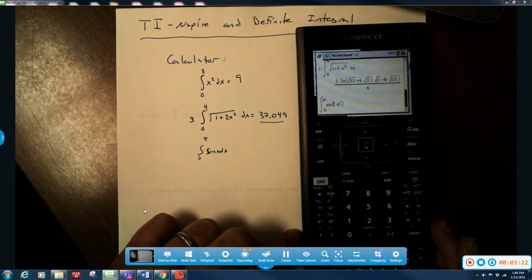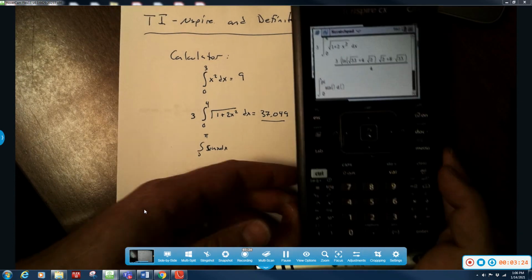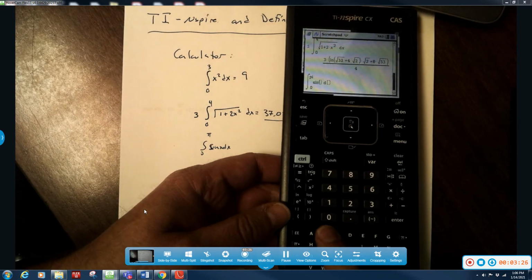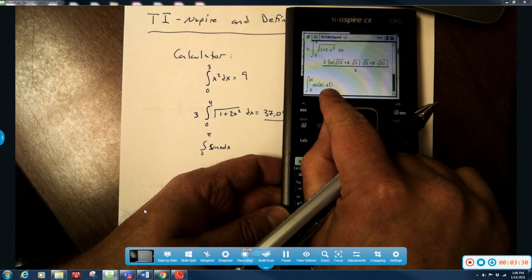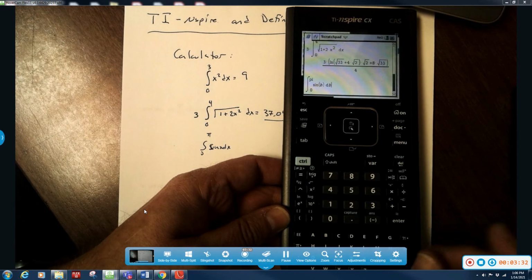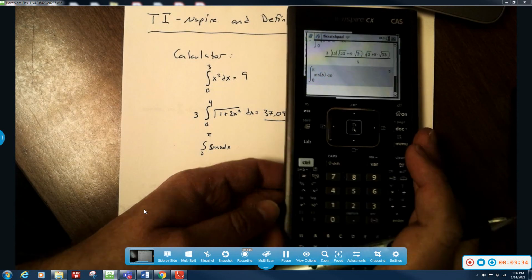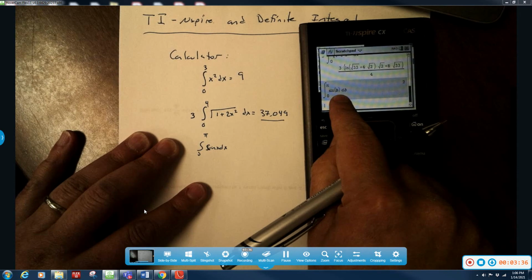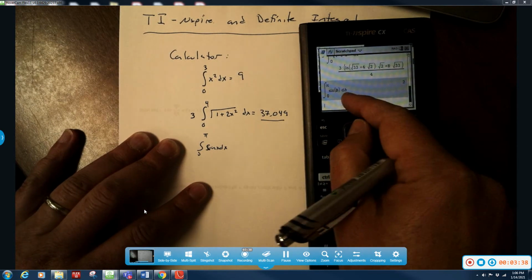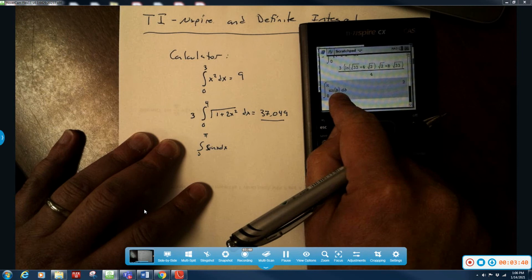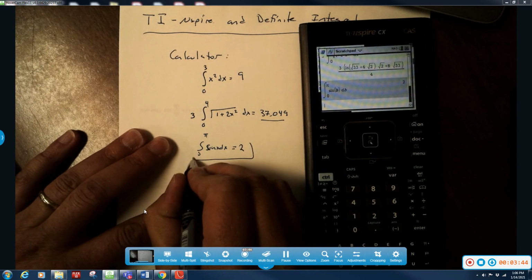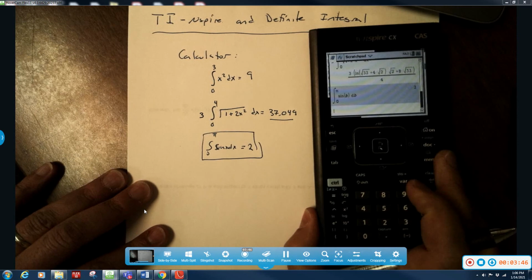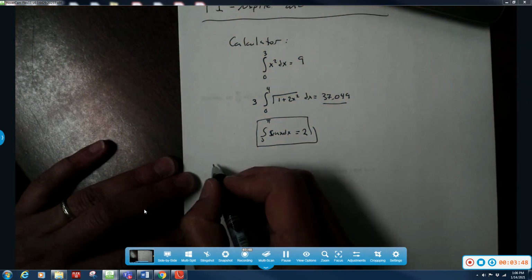You can actually use any letter. Let's say I didn't want to use x. Be crazy, let's use b, sine b. Just make sure that when you type in your differential, you use the same letter. And you can press enter and you get your answer. So we can use x, but we can use any letter that we really want because it's just a variable for the calculator. And that's just going to equal 2. And there's our answer right here. So let's talk about the computer now.